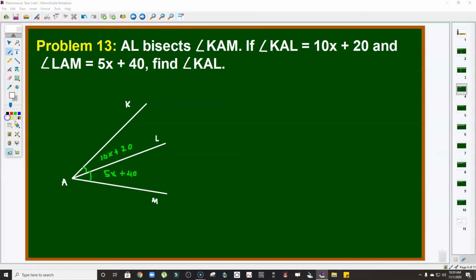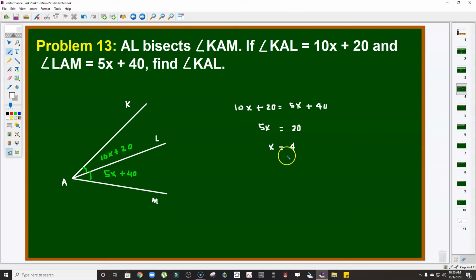So all we have to do is equate them. That is 10x plus 20 equals 5x plus 40. As simple as that, this will be our working equation. Then combine like terms. 10x minus 5x gives you 5x, and 40 minus 20 gives you 20. So clearly, x is equal to 4.